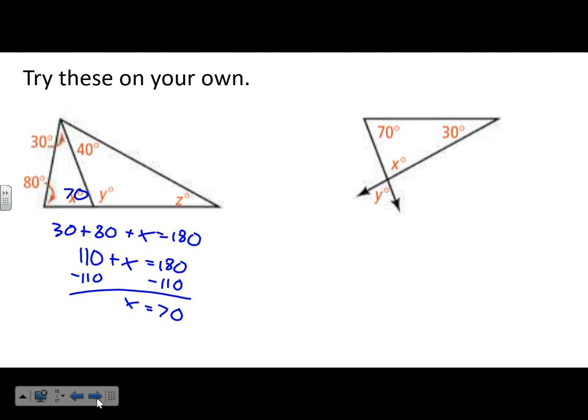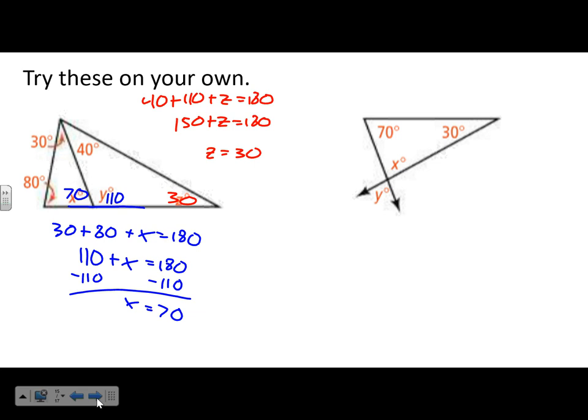So that helps us with that one, but what else can that help us with? Well, again, now we have a straight line, so we can find y. 70 plus y is 180, so that's got to be 110. And then now we have three other angles that have to add up to be 180. 40 plus 110 plus z is equal to 180. So that's 150 plus z is equal to 180. That ends up getting z is equal to 30. So x is 70, y is 110, z is 30.